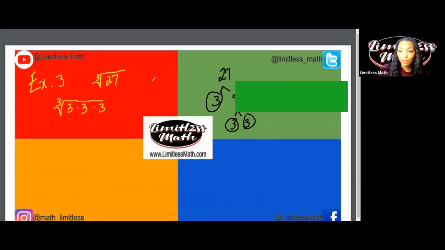So before we were circling pairs because it was a square root. Since this is a cube root, meaning 3, we're going to circle 3 of an item. Every time we have 3 of an item, we can circle it. So 1, 2, 3, I can circle. And remember, if it's circled, it can come out. So a 3 can come out. How many 3s? 1, because there's only one circle. But when I do that, there's nothing left inside. So my radical just disappeared because there's nothing left.